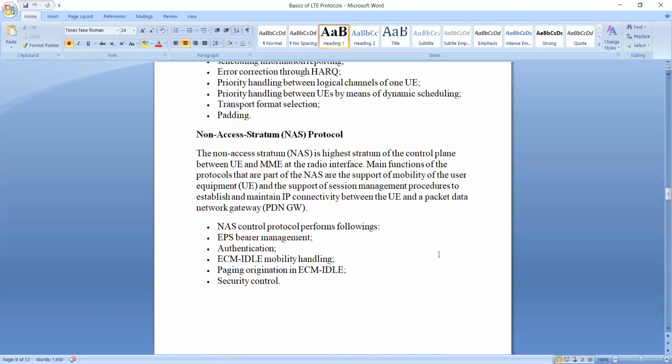So non-access stratum. This layer is responsible for direct communication between UE and MME. The non-access stratum is the highest stratum of the control plane between UE and MME at the radio interface. The main functions of the protocols that are part of NAS are the support of mobility of the user equipment and the support of session management procedures.